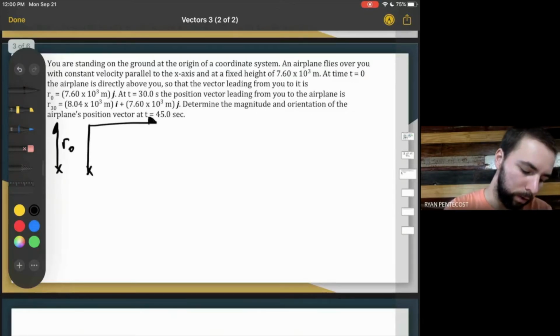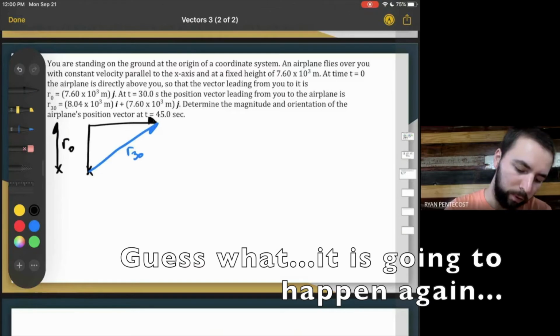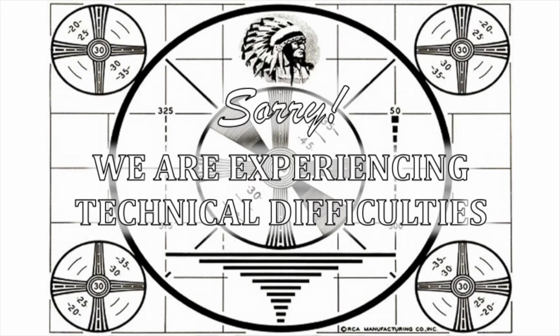Okay, so our vector for r30 will look like that. Then for r45, same height. Let's get that straight line.